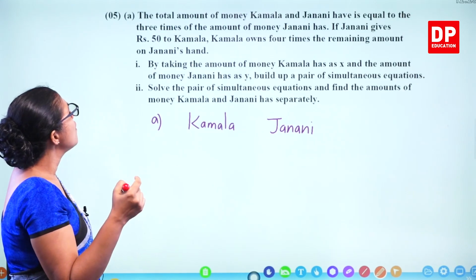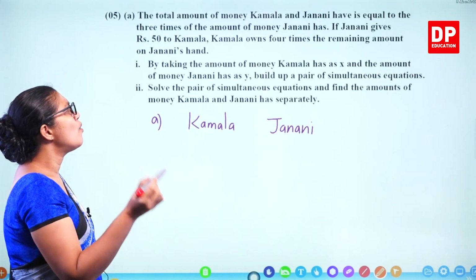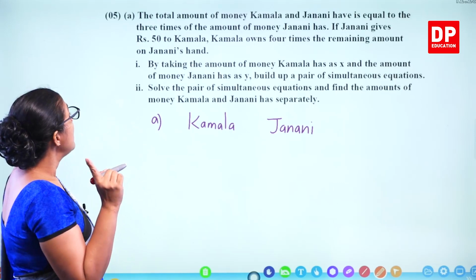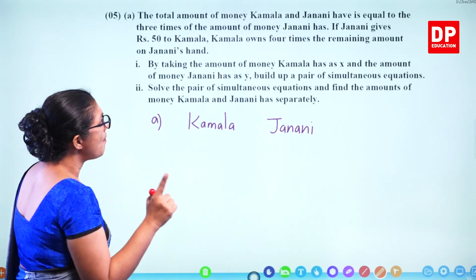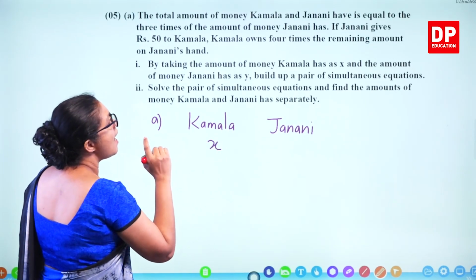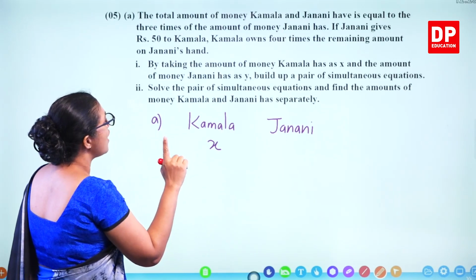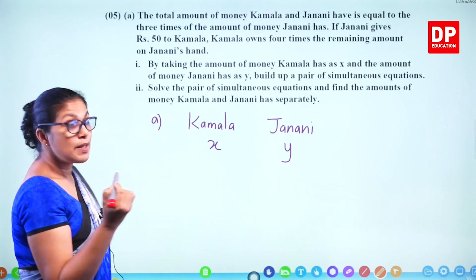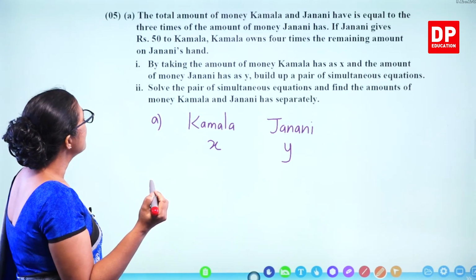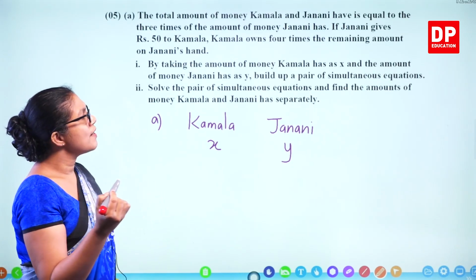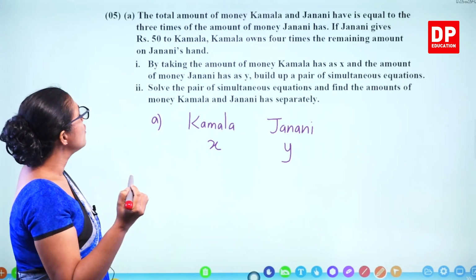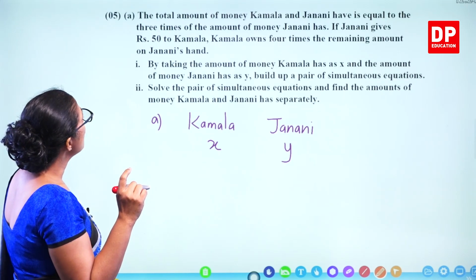If Janani gives 50 rupees to Kamala, Kamala owns 4 times the remaining amount in Janani's hand. By taking the amount of money Kamala has as x and the amount of money Janani has as y, build up a pair of simultaneous equations. Solve the pair of simultaneous equations and find the amount of money Kamala and Janani have separately.